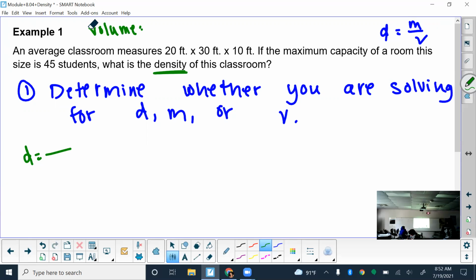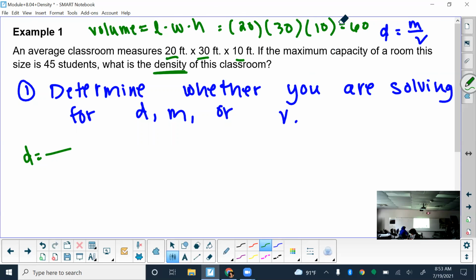Wouldn't the classroom be like a square so you could do the formula for that? Good. So more like rectangular shape, like this one. So length times width times height would be what you use, and they do provide that here. So to find my volume, I would do 20 times 30 times 10, which equals 6,000. And that is for my volume, right? So that has to go in this portion of my fraction down here. Everyone with me so far?